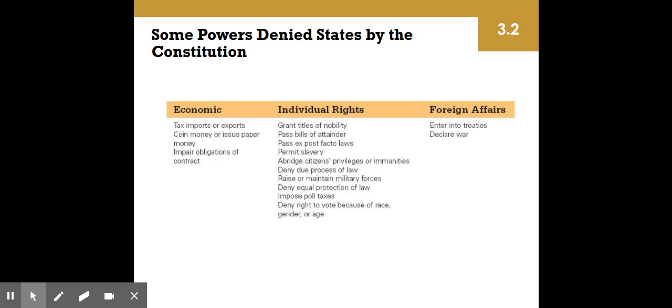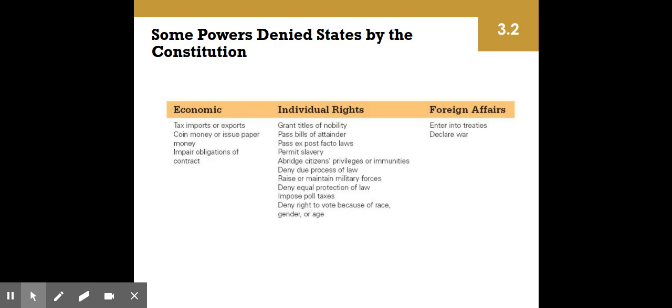Also, thanks to the 14th Amendment, states can't deny due process. The state governments and local police force have to follow the Constitution's Bill of Rights. We cannot raise or maintain separate military forces. We cannot deny equal protection of law or impose poll taxes. Those would be a tax that you have to pay in order to vote. That's illegal for the states to set up.